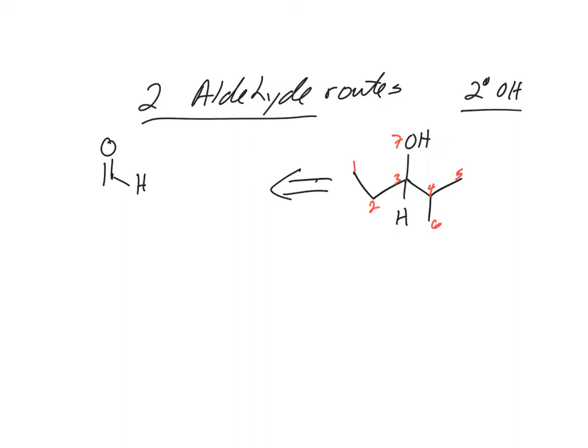Of those carbons, which one's the most electron deficient? Type it in the chat. Which one's the most electron deficient? 3, 3, 3. 3 is the most electron deficient. That's the one bonded to oxygen, right? Okay, so that's where the action's taking place, right?